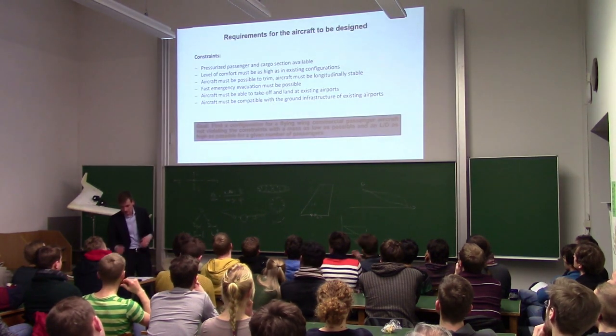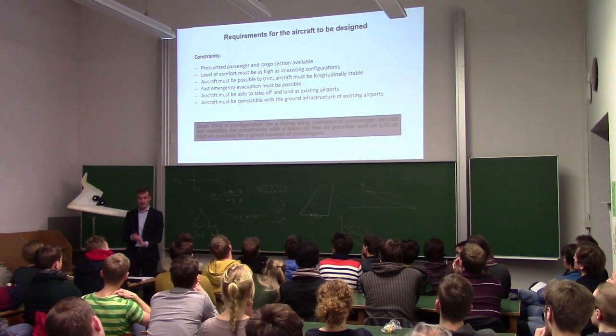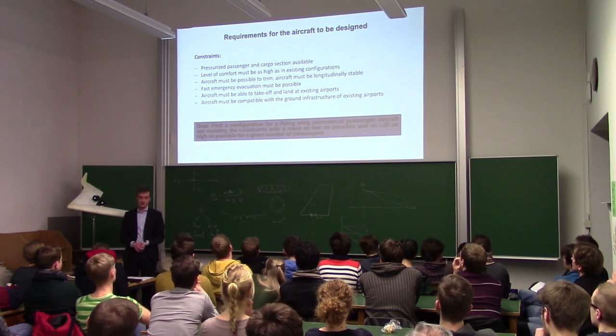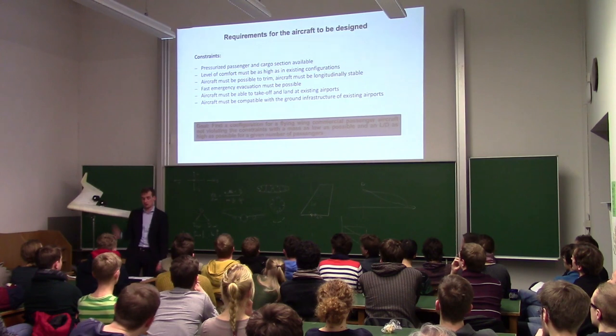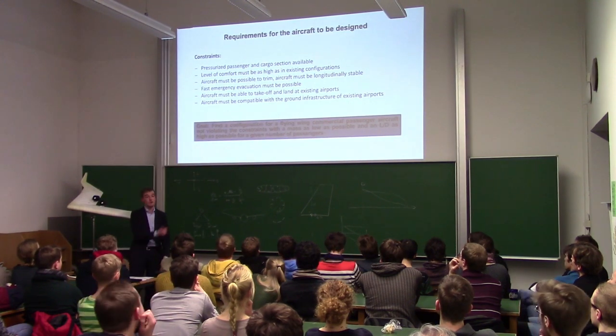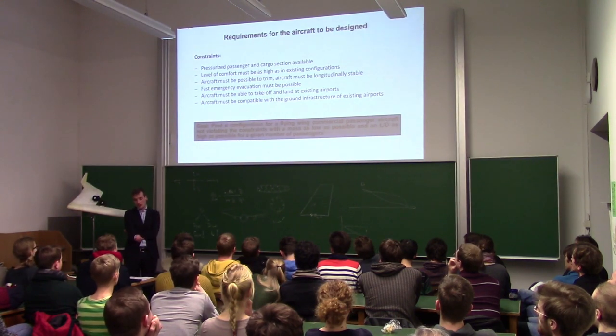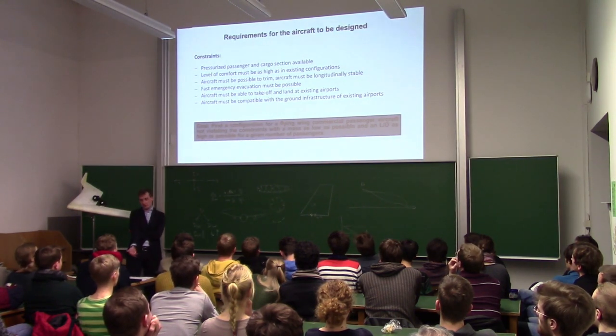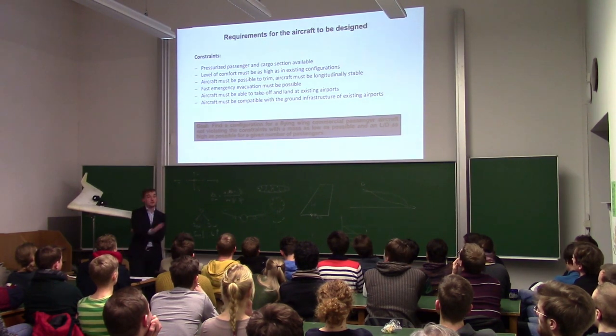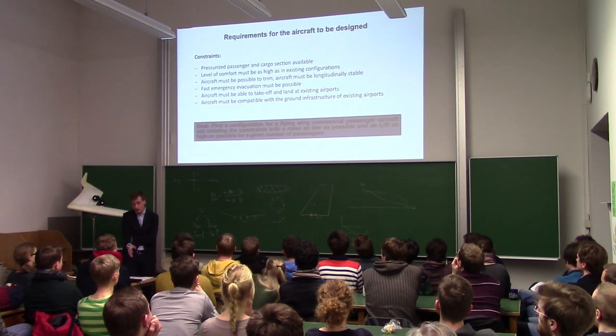Okay. So now, from that, I can draw many conclusions. So what do I want? I want a pressurized cargo section available. I want, of course, a good level of comfort. I want to trim my aircraft. I want to evacuate all those passengers. I want to take off and land at existing airports. I want the aircraft to be compatible with the ground infrastructure.